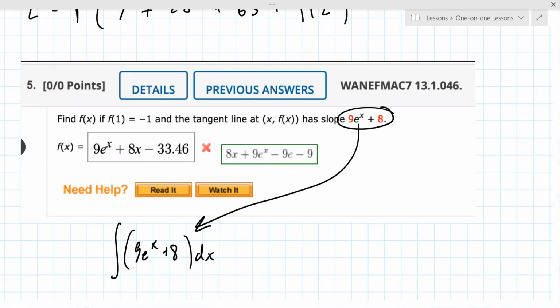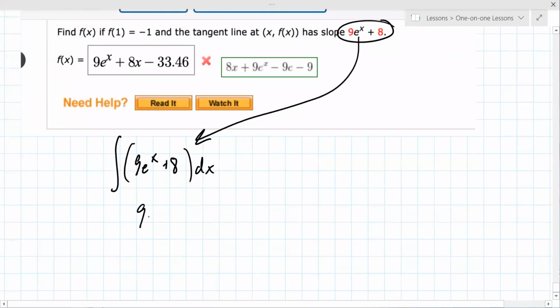So just 9e to the x plus 8x. Yes. So the antiderivative is 9e to the x plus 8x plus c. Okay, and that's your function. Again, there's a but here. The but is we don't know c. What is c?